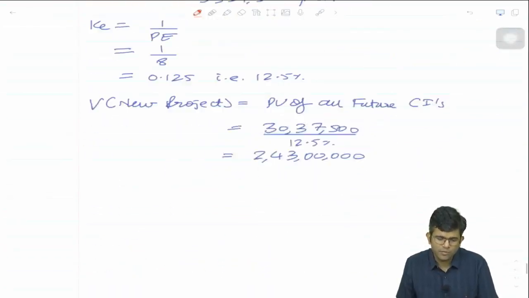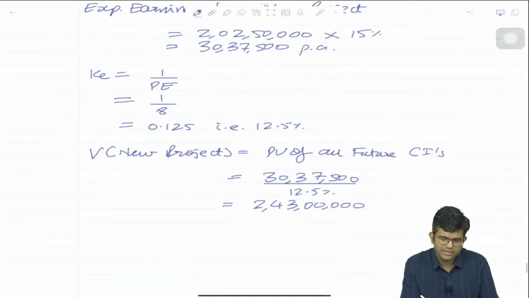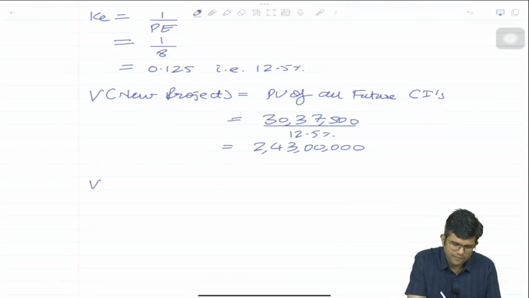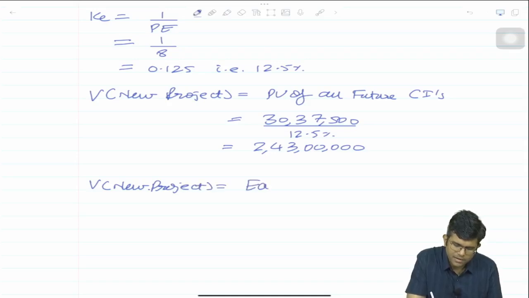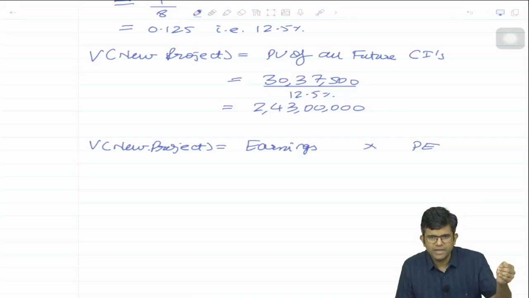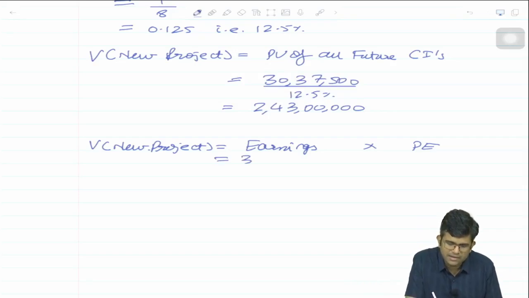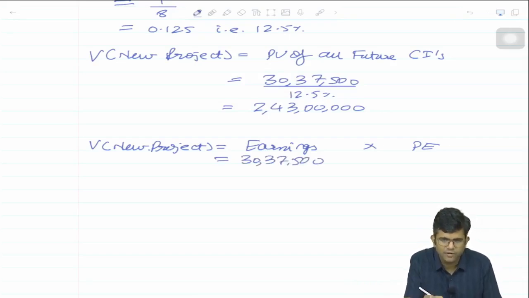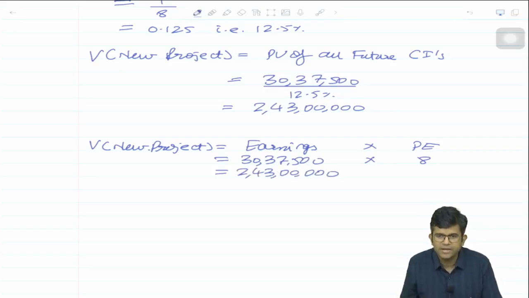There is one more way of understanding this. Value of new project will be earnings into PE. Will you understand this formula? Earnings into PE will give you the valuation, the correct market price as we say. Earnings are 30 lakh 37,500 every year from this particular project. PE is 8 times. This particular project will increase your valuation by 2 crore 43 lakh.